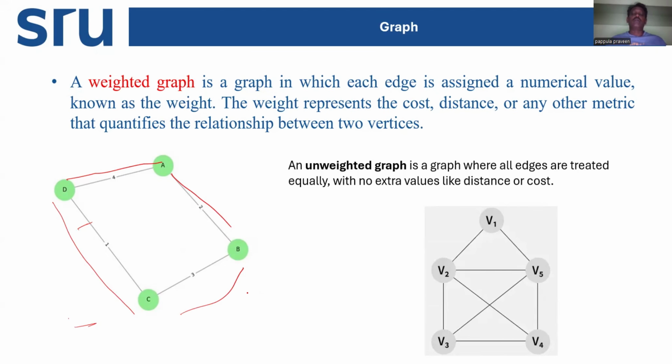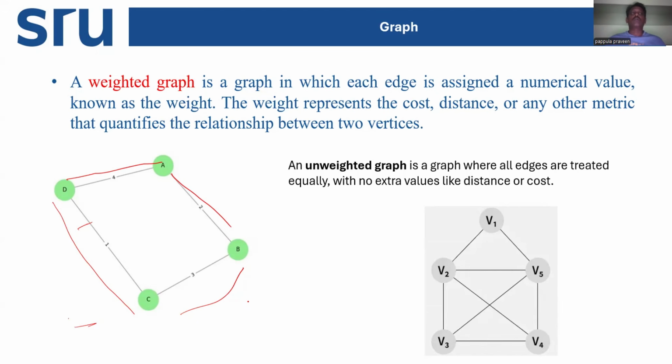And the second graph is the unweighted graph. An unweighted graph is a graph where all edges are treated equally, with no extra values like distance or cost. There is no value between one vertex and another vertex. That is called the unweighted graph, right?